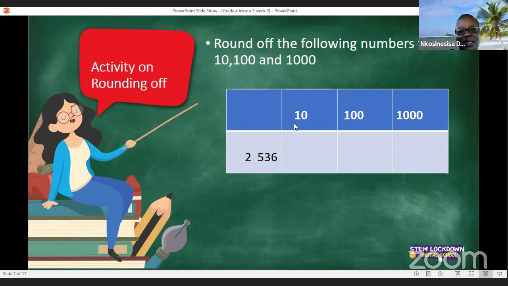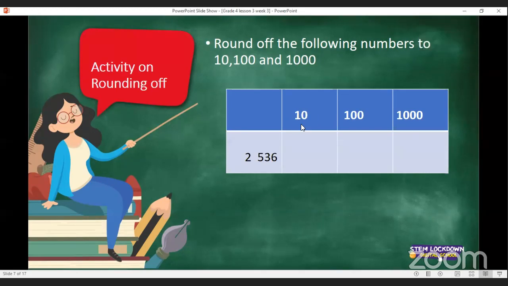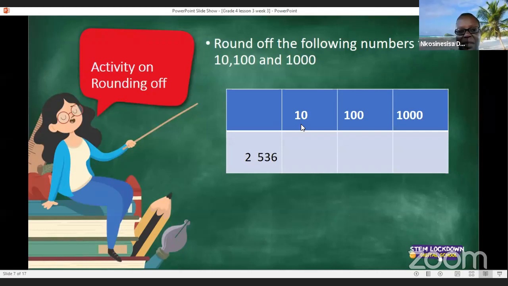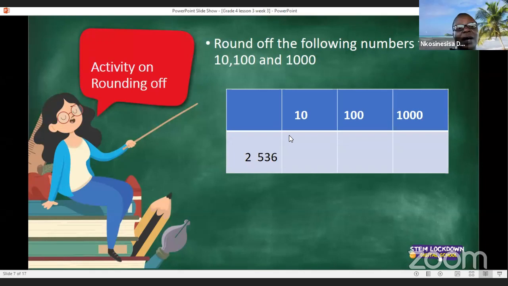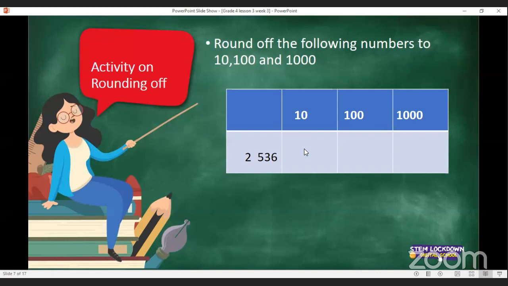Naledi, are you still with us? Okay, I think Naledi is gone. Can we unmute someone else? Dylan? Okay, Dylan, you are unmuted. You can talk. We are rounding this first number to the nearest 10, Dylan. Dylan is gone. Let's go for Zoe.